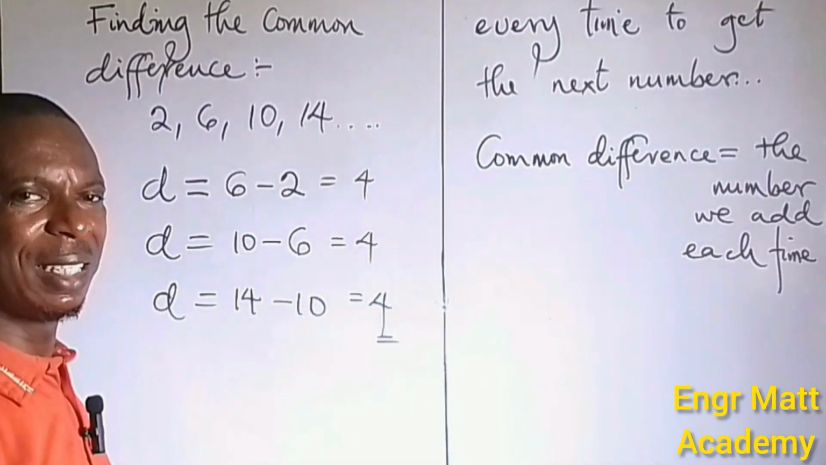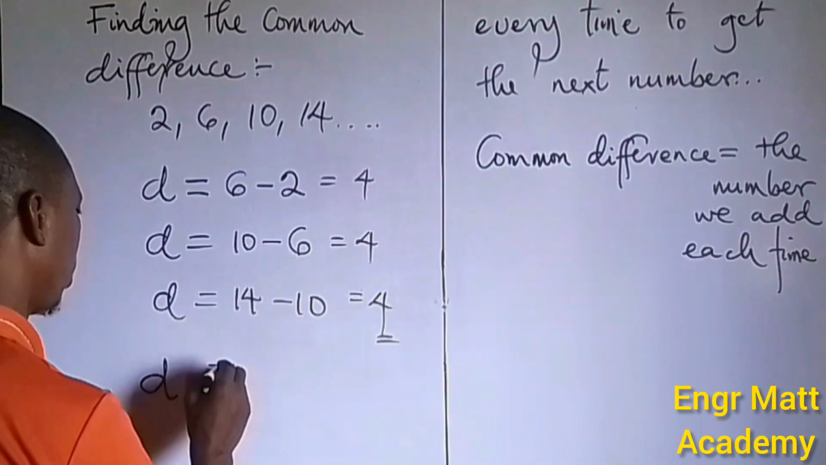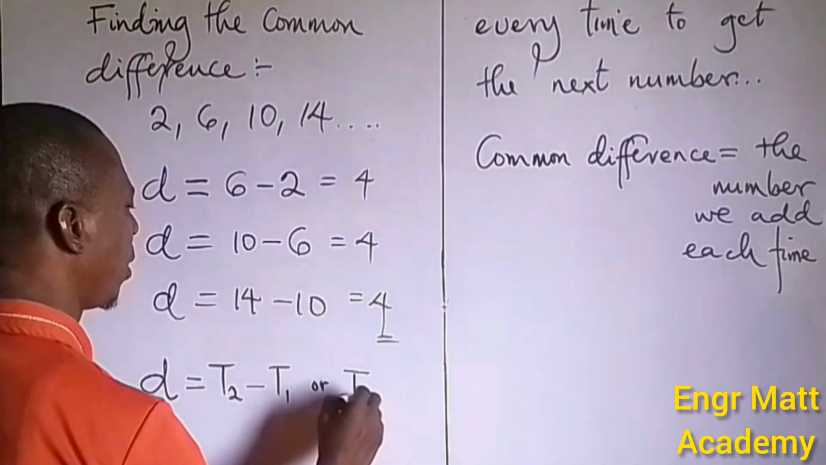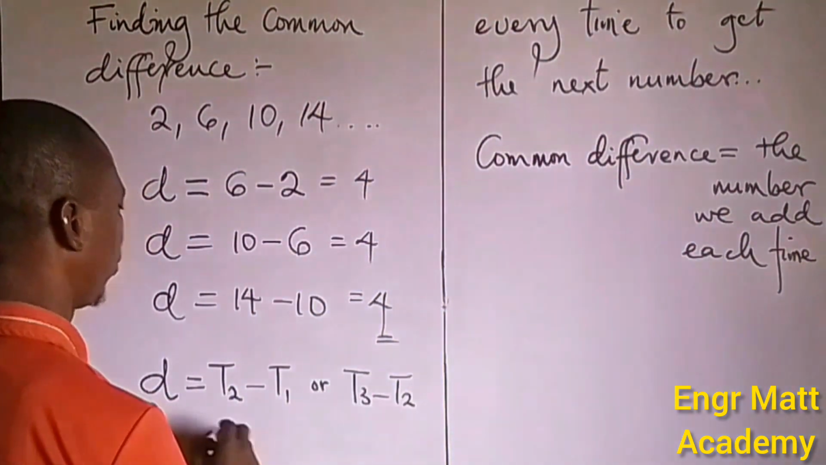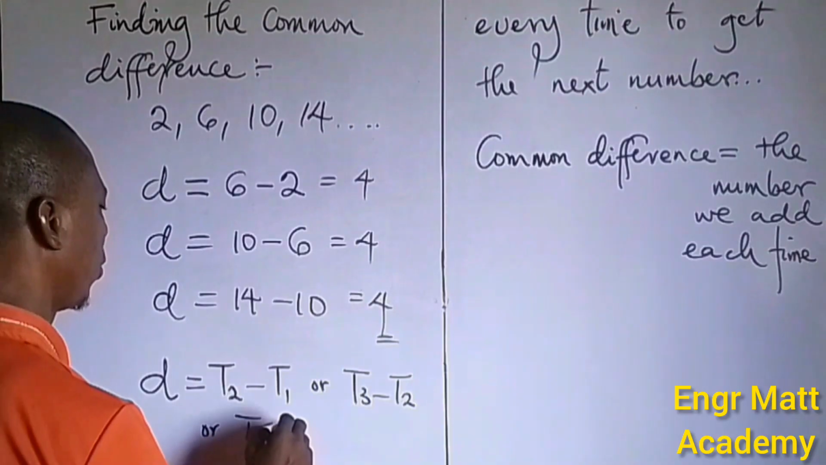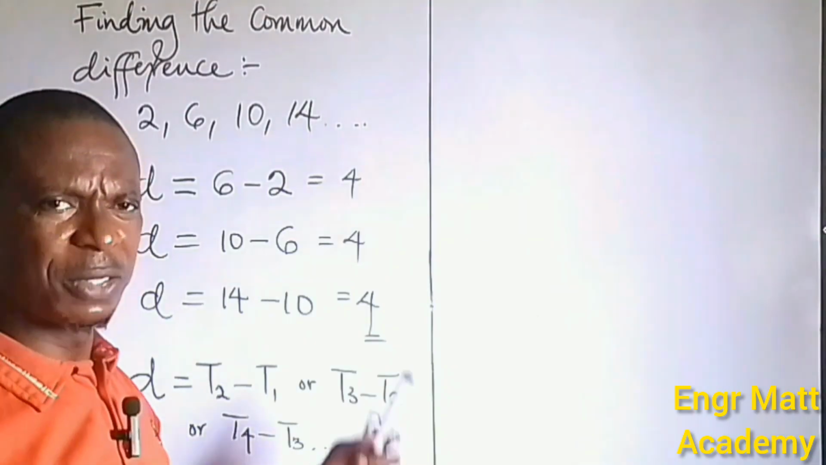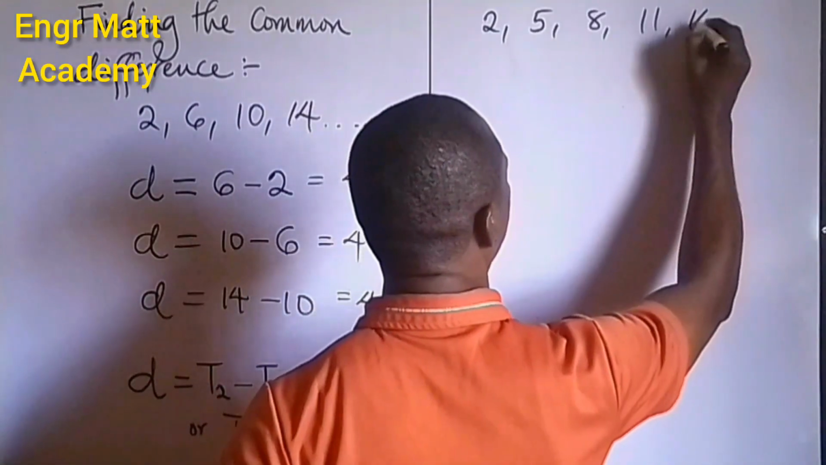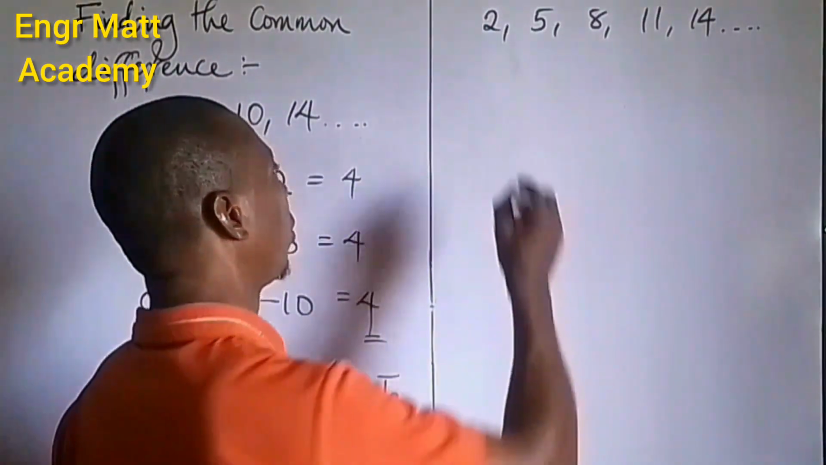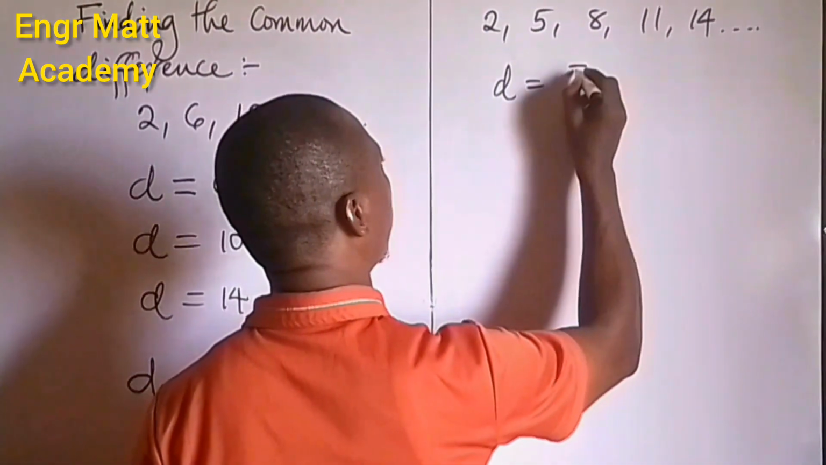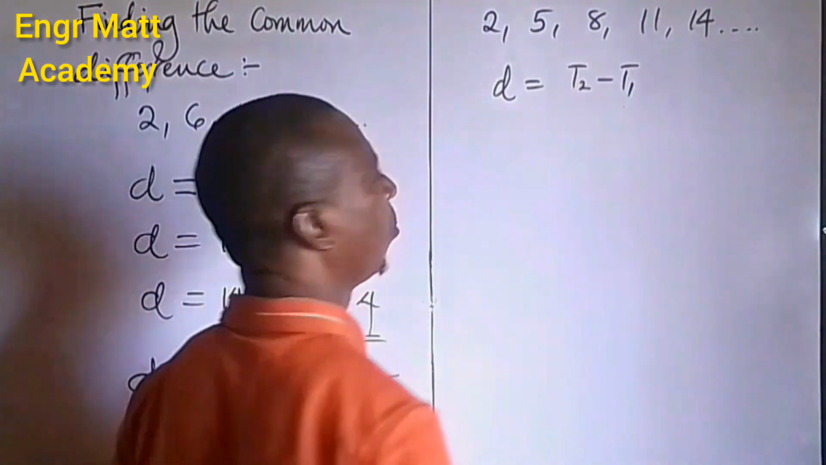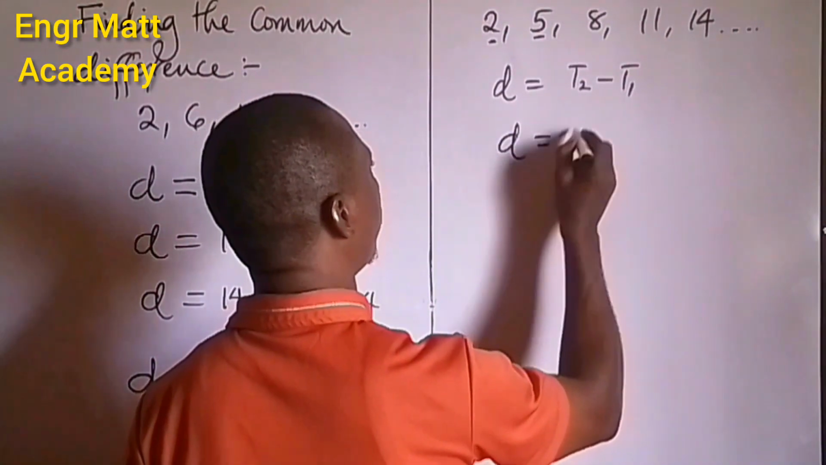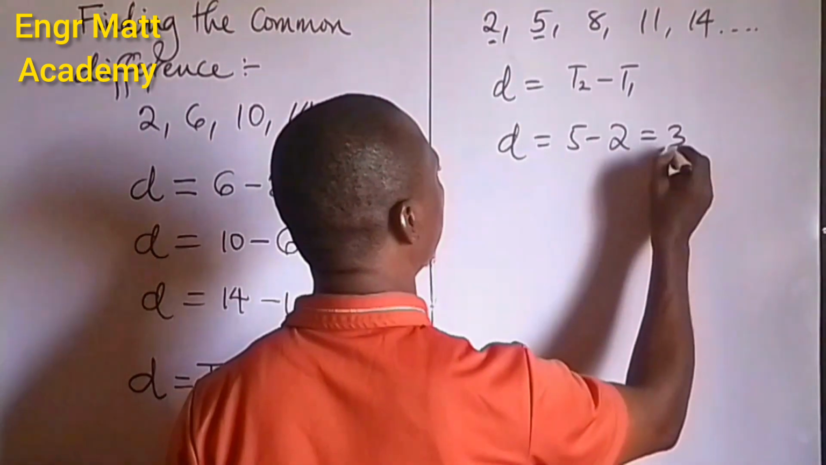And the simple formula is common difference d is equal to second term minus first term, or third term minus second term, or fourth term minus third term. Let's demonstrate it with this sequence: 2, 5, 8, 11, and 14. What is the common difference? Common difference is equal to second term minus first term. Since our first term is 2 and the second term is 5, common difference will be 5 minus 2, and that will give us 3.